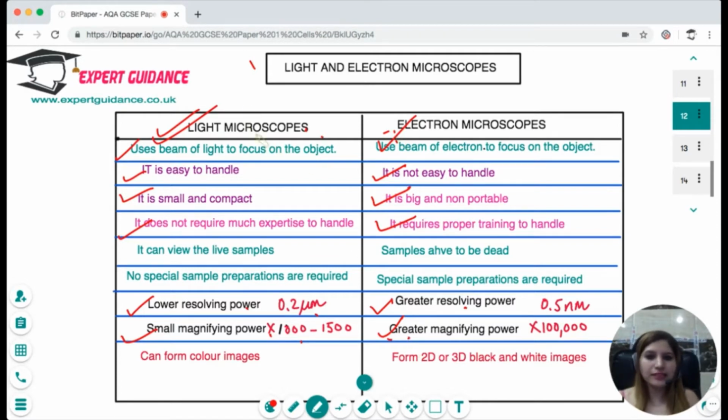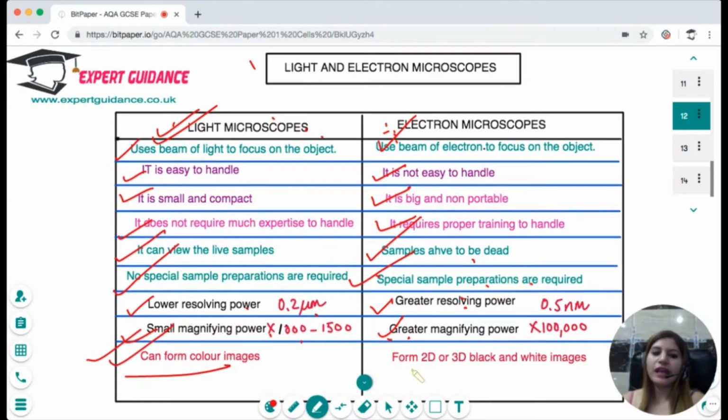But for the light microscopes, you can view live samples and you do not require special preparation of the samples. But for the electron microscopes, the samples have to be dead, and we require some special sample preparation. With a light microscope, we can stain the sample and see color images. Whereas the electron microscope can form 2D and 3D images, but the images are black and white. Okay, so I hope this difference between the light microscope and the electron microscope is crystal clear to you.